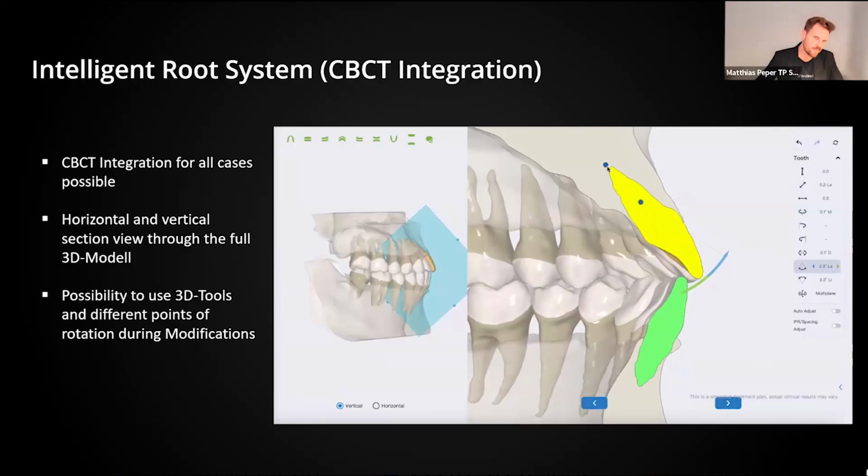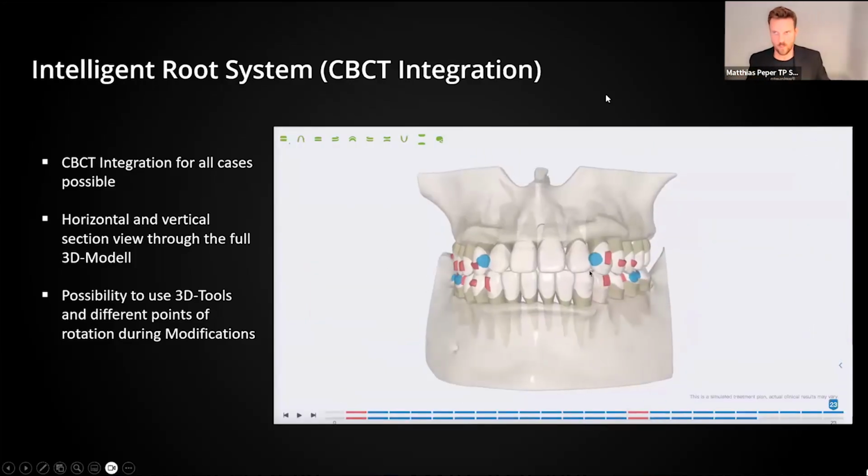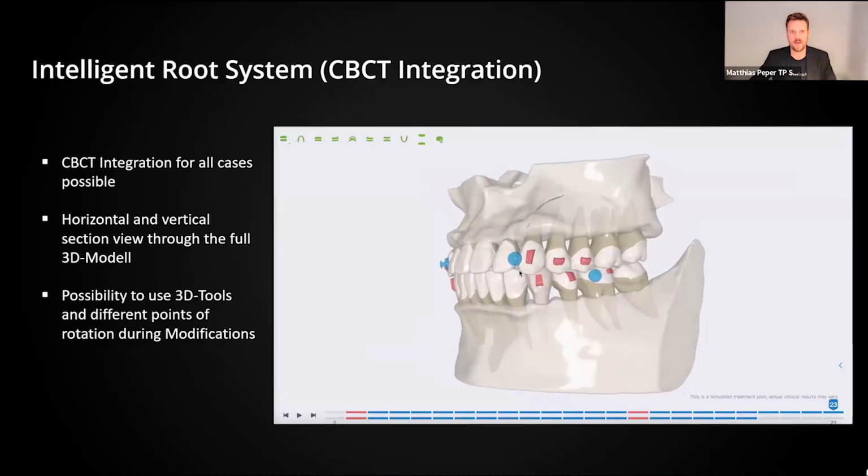As you can see, you can also directly change the point of rotation. So if you only would like to show a pure protrusion, or if you would like to have the center for this movement a little bit differently, it's very easy to click on and to do these movements. We have the intelligent root system with CBCT integration, as I already explained to you.